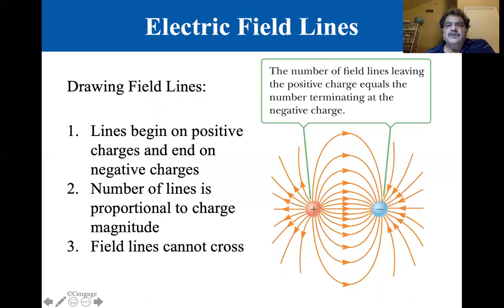Drawing field lines. The number of field lines leaving the positive charge equals the number terminating at the negative charge. This is because the positive charge is equal in magnitude to the negative charge. So you have an equal number of lines coming out of the positive and going into the negative. Lines begin on positive charges and end on negative charges. Now, the number of lines is proportional to the charge magnitude, and field lines do not cross.